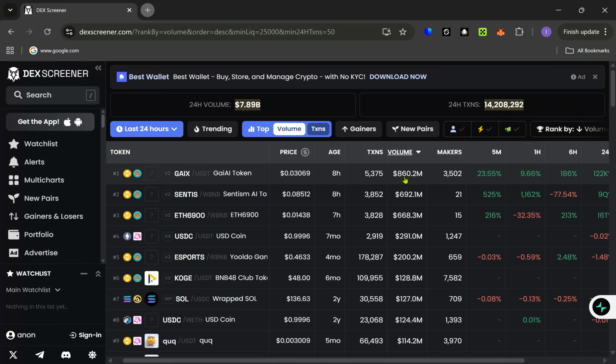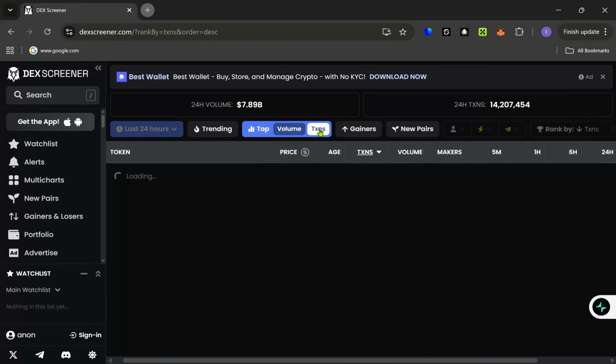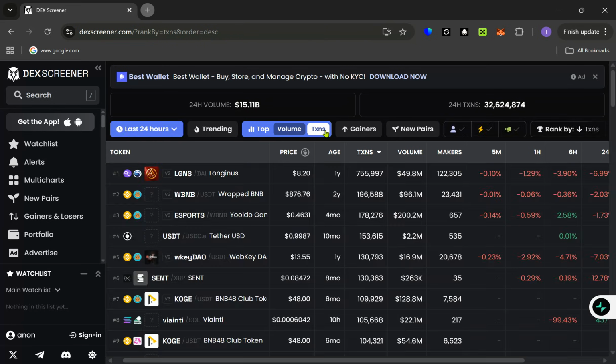If you can see, this one has 860 million volume, and this one has 69 million volume. So this one is number one, and this is number two. And if you look from number one, two, three, there are differences. You can also sort by number of transactions, by clicking on this button that says TXNS, meaning transactions. So the one that has the highest transactions.